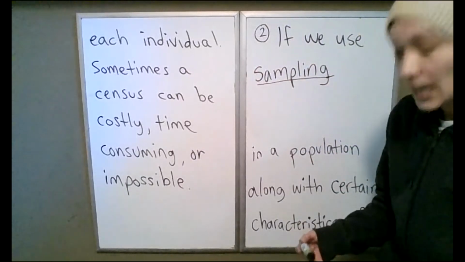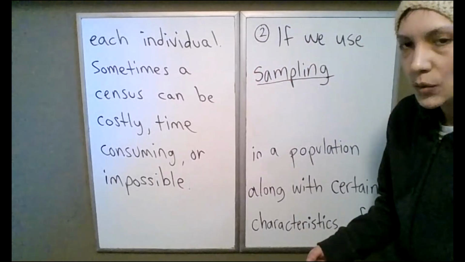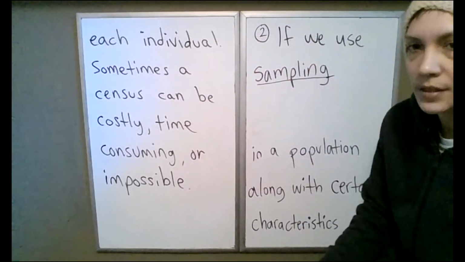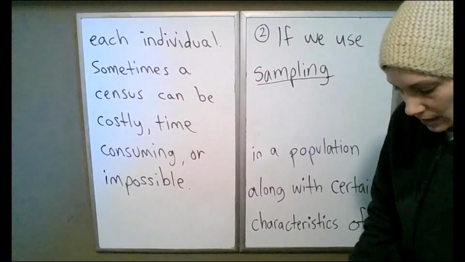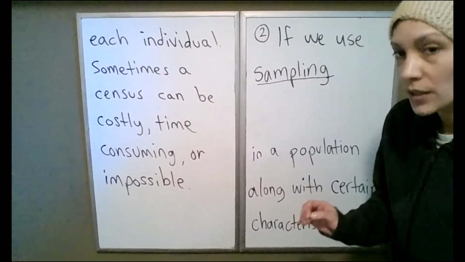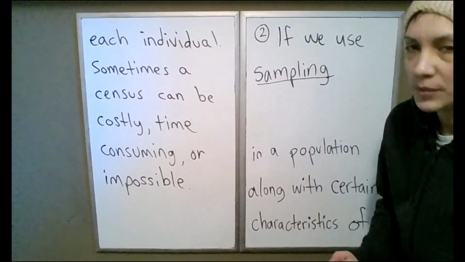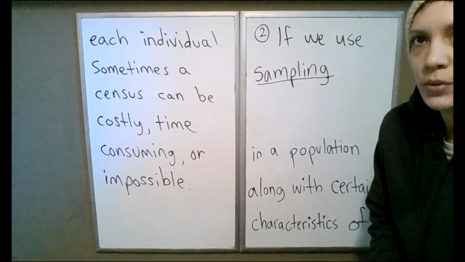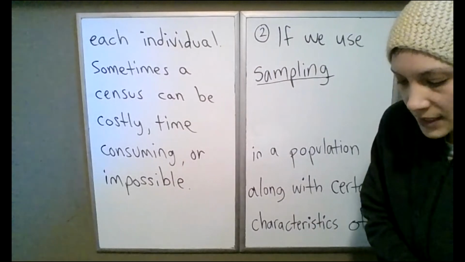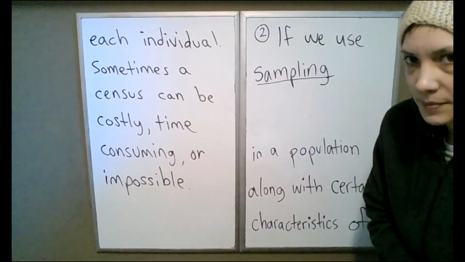Then we must decide how to select the sample, which we'll talk about in the next section. There are different sampling techniques. For now, it's just important to note that you want your sample to be representative of the population, which means you want the sample to closely reflect the characteristics of the population.